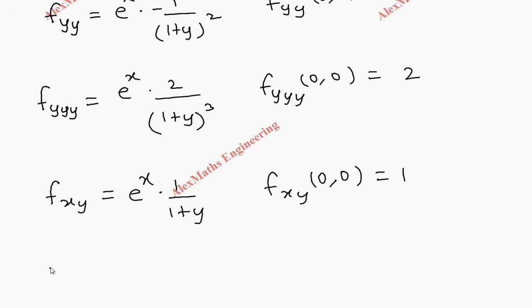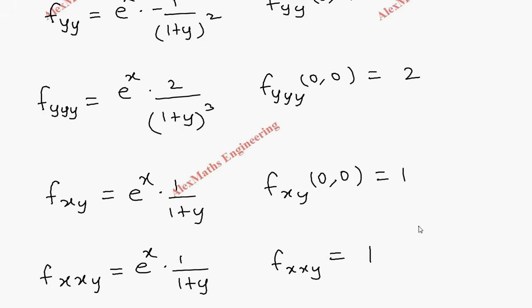Then we also need fxxy. It means differentiation of this previous term with respect to x. Again e power x is e power x, and 1 by 1 plus y is constant as it is. So fxxy will be finally 1.